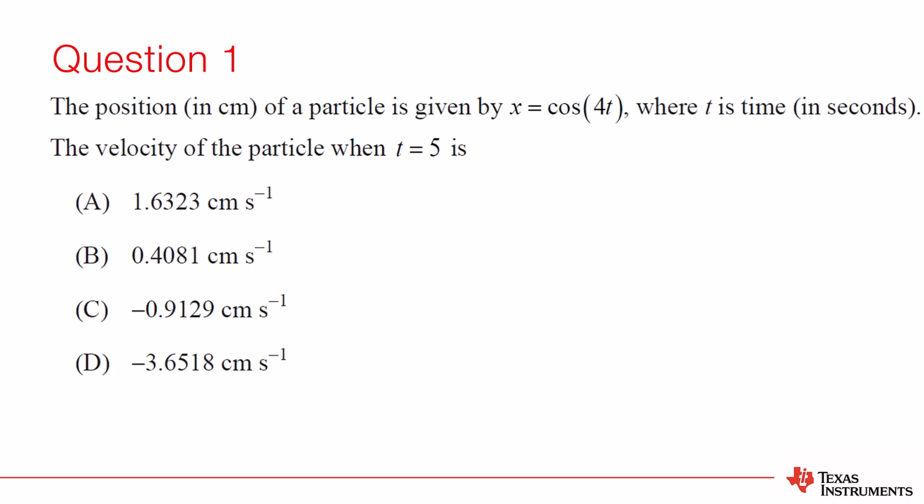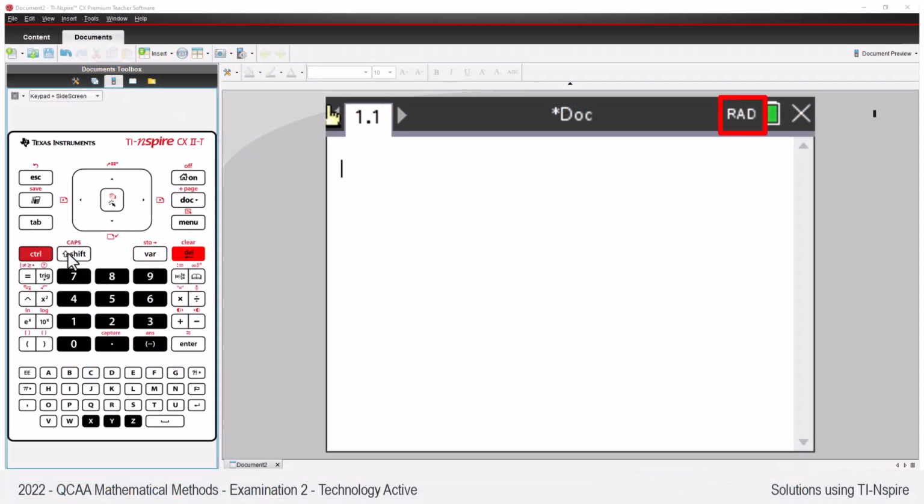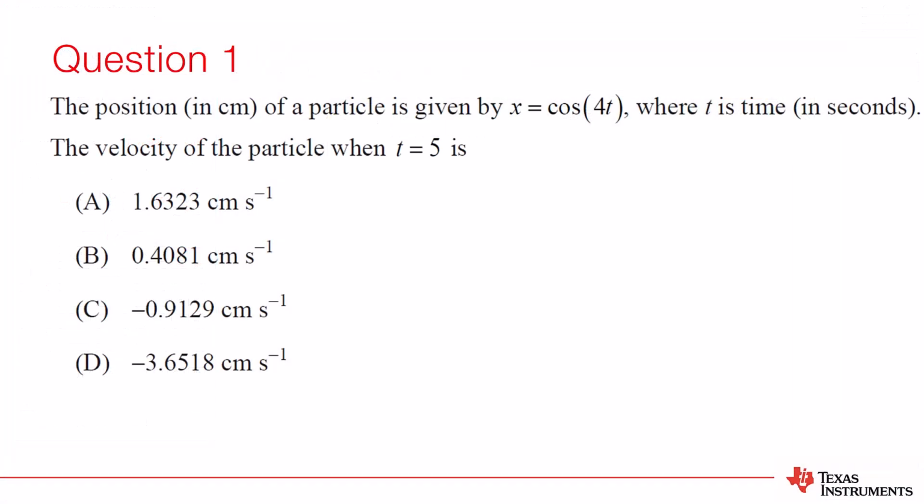The question provides an equation for the position of a particle, and we are asked to determine the velocity when t equals 5 seconds. As the question involves a trigonometric function and determining the velocity involves calculus, we need to first check that the calculator is set to radians. The position equation is defined with t measured in seconds and position in centimetres. The question makes reference to t measured in seconds and speed in centimetres per second, so all our units match. So we're set to go.